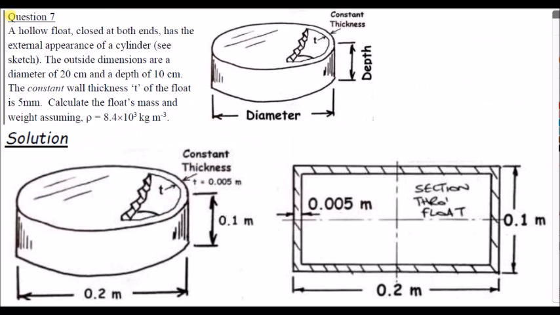So question 7, here's the solution. I'm actually going to let you review this solution at your own pace with no input from me. So here's the first slide to the solution. One thing to note is the constant wall thickness of the float. So this thickness here, top and bottom, is the same as the wall thickness stated here, 0.005 meters.